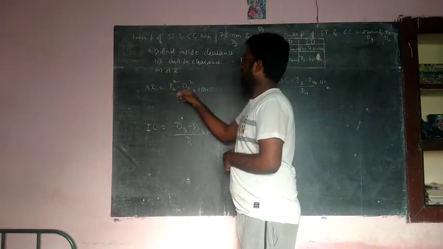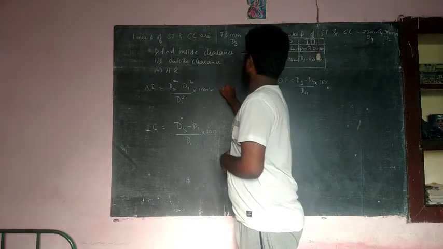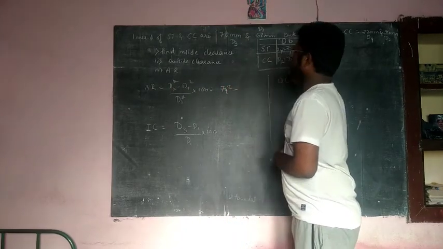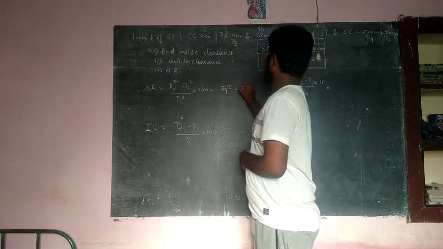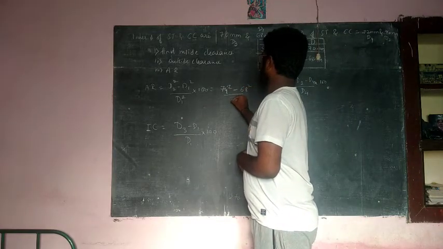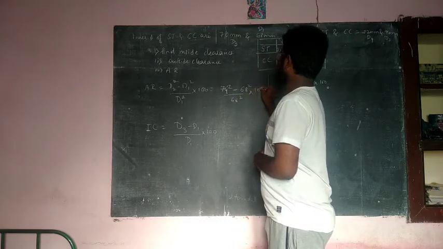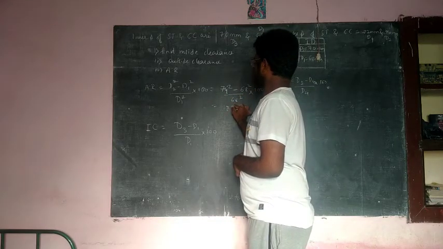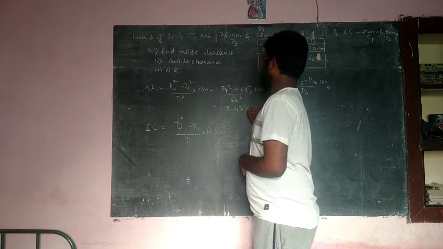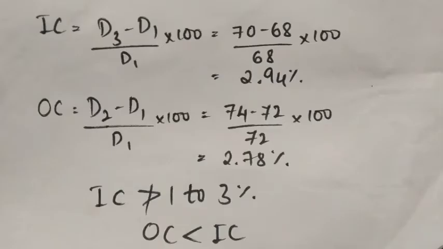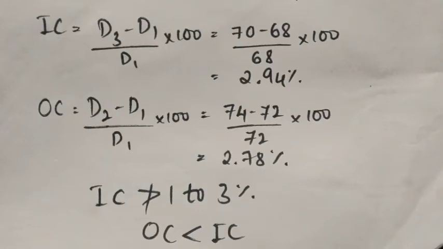For calculating the area ratio, D2 is how much? 74. (74 square minus 68 square) upon 68 square into 100 is 18.43%. Now let us calculate the inside clearance, which is (D3 minus D1) upon D1 into 100, that is (70 minus 68) divided by 68 into 100, which gives 2.94%.